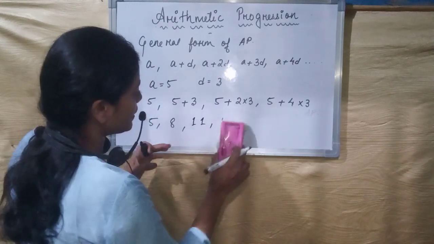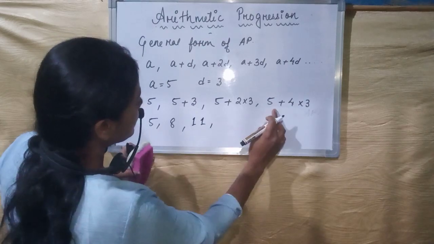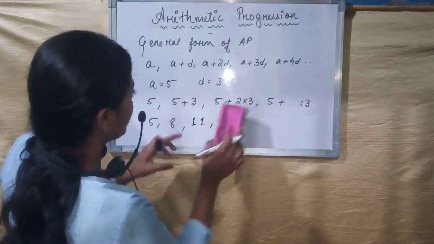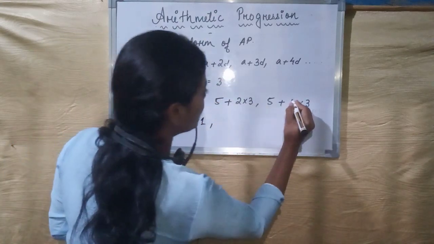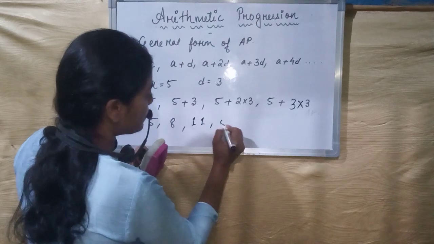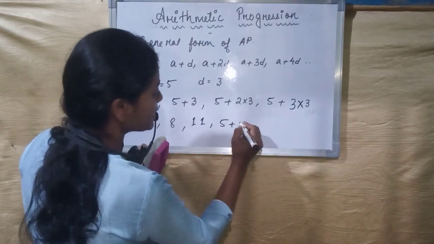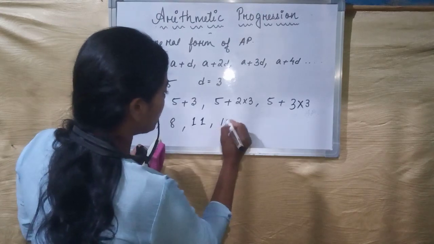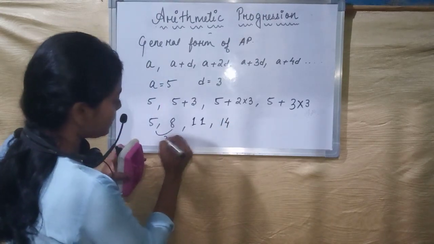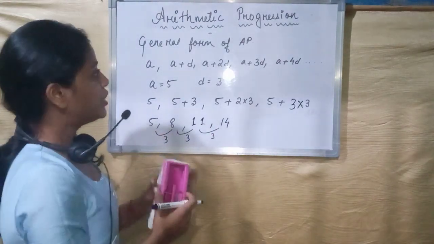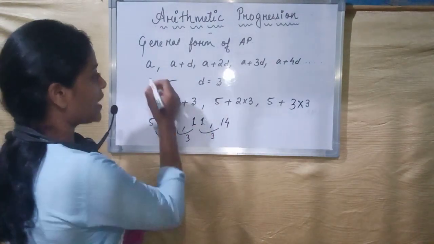Sorry, here it will be 3D. So 3 into 3, that is 9, 5 plus 9, so we will get 14. So the difference between the numbers is 3, 3, 3. So they are in arithmetic progression. So this is the general form of AP.